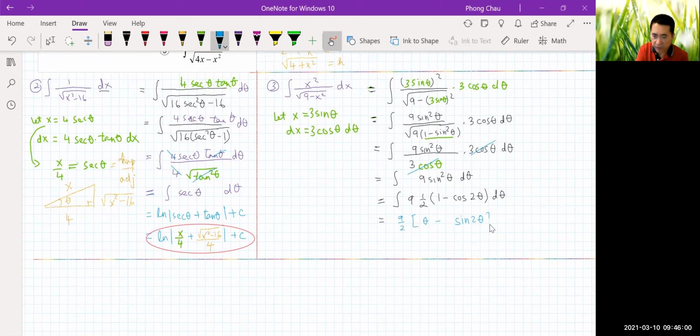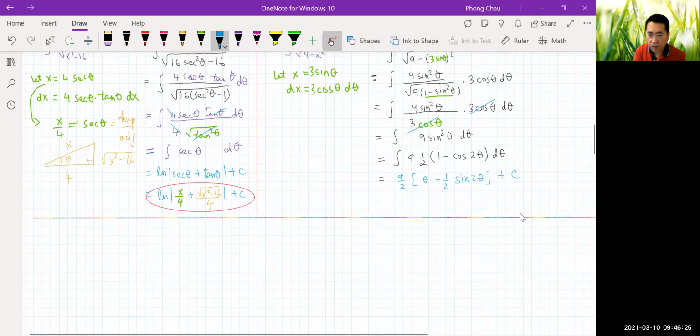The antiderivative of cosine 2 theta is sine 2 theta. But do not forget the chain rule. Or again, when you take a derivative, you times 2 because of the derivative of 2 theta. When we do the antiderivative, we divide, or times half. So that's what we have, and plus c. Now it seems to be done there, right?